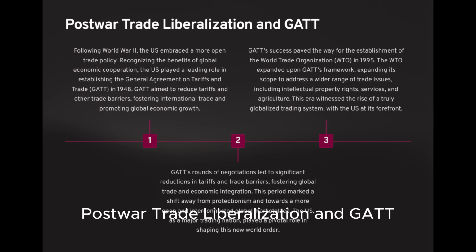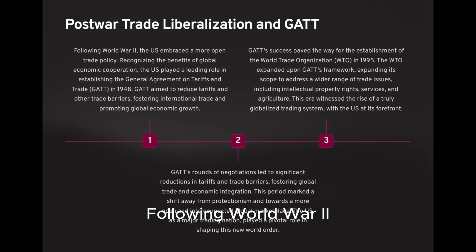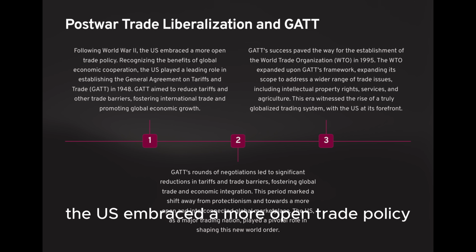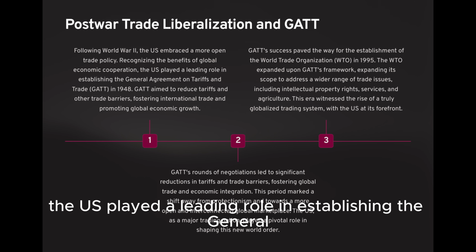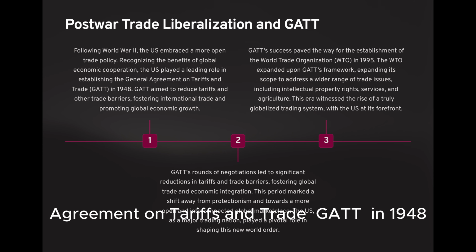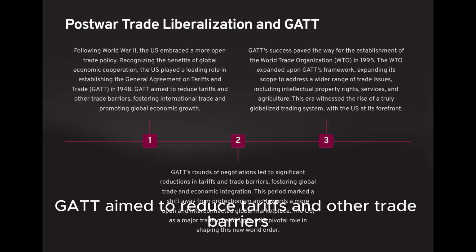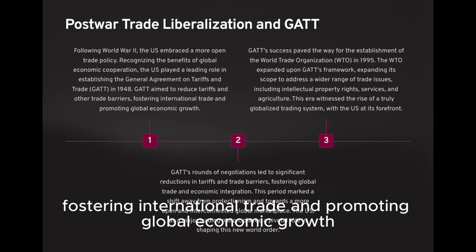Post-war trade liberalization and GATT. Following World War II, the U.S. embraced a more open trade policy. Recognizing the benefits of global economic cooperation, the U.S. played a leading role in establishing the General Agreement on Tariffs and Trade in 1948. GATT aimed to reduce tariffs and other trade barriers, fostering international trade and promoting global economic growth.